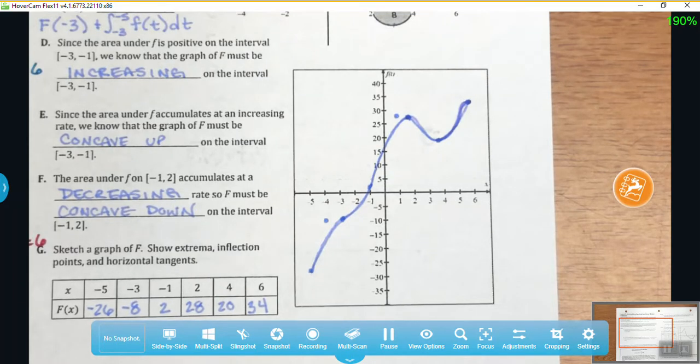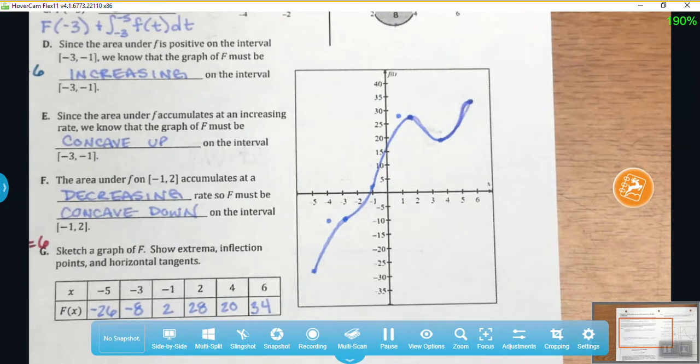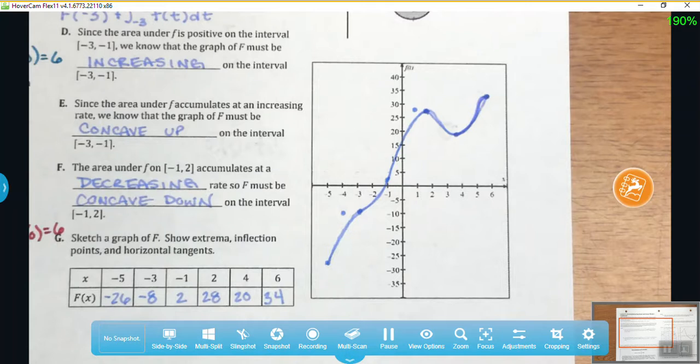Okay, excellent. How come this battery never dies? 2. Particle motion. Oh, still don't.